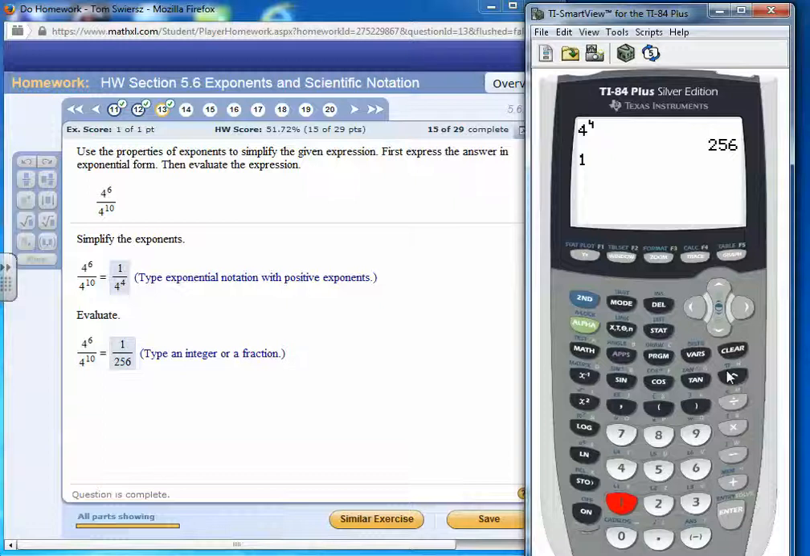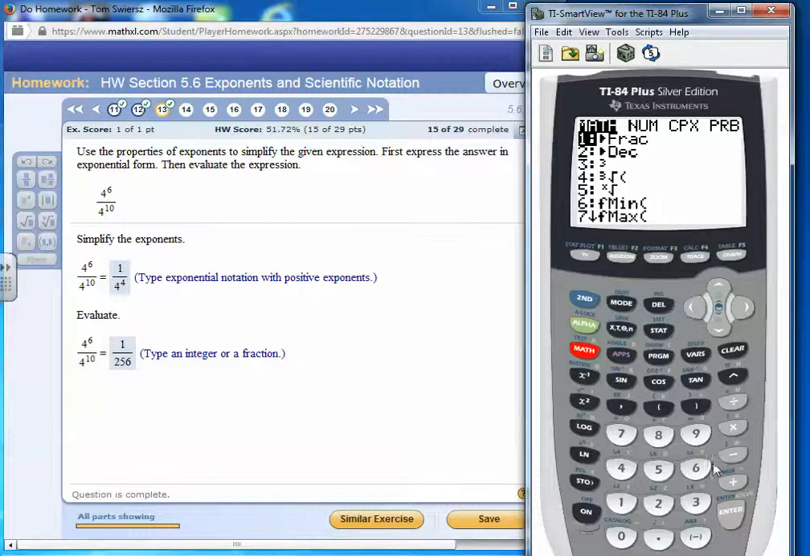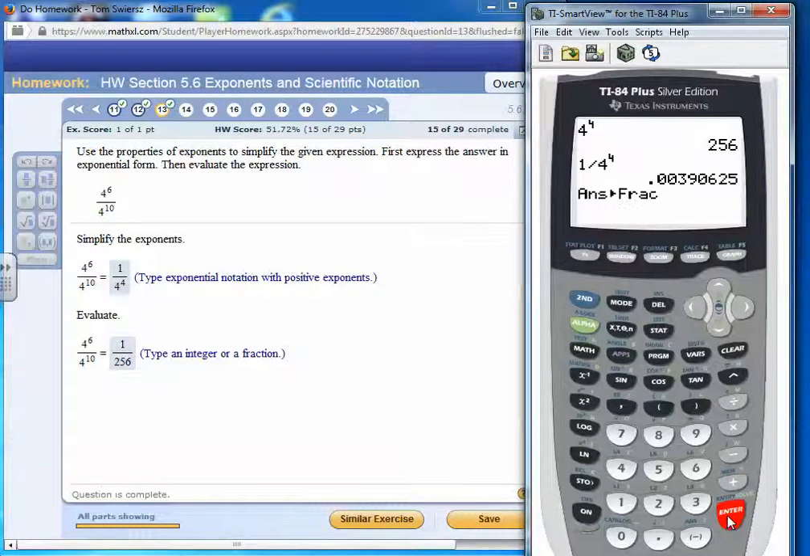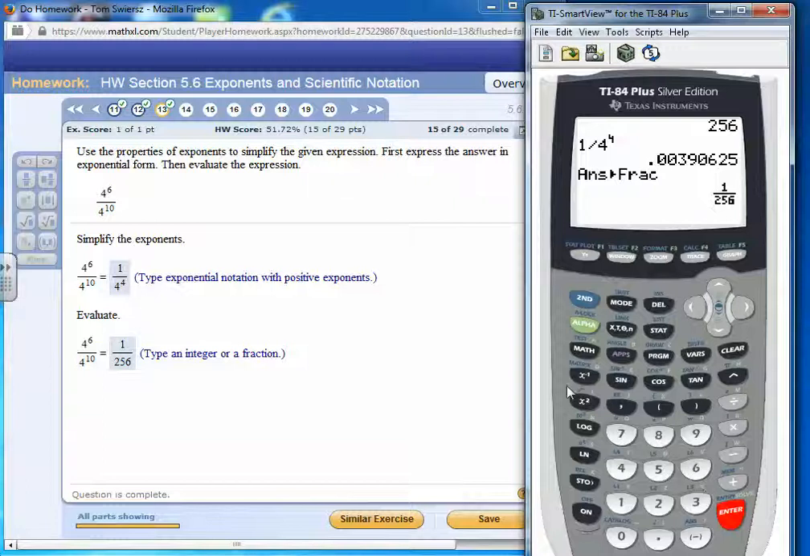Which is the correct answer, or I guess we could have done 1 divided by 4 to the 4th power, and then go ahead and hit your math key, and then hit enter twice to select fraction and to get the answer, which is 1 over 256. All right, very good.